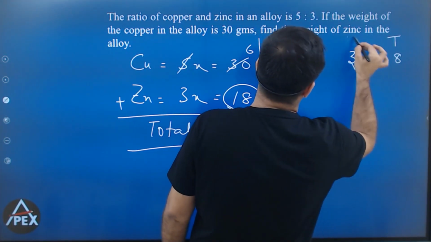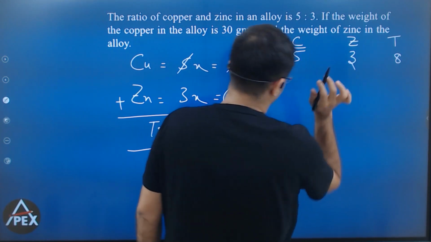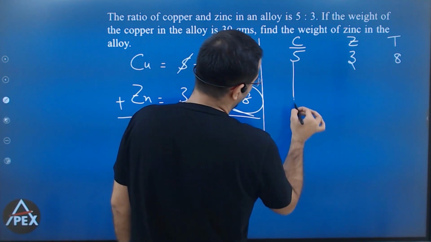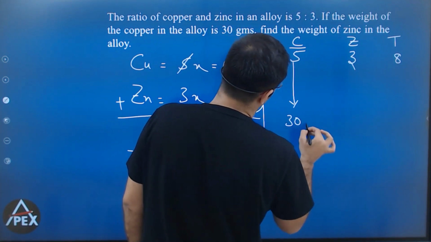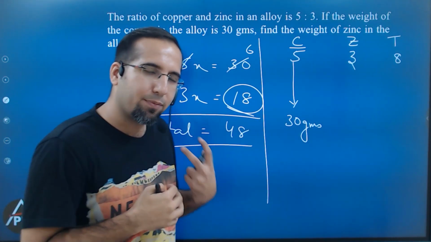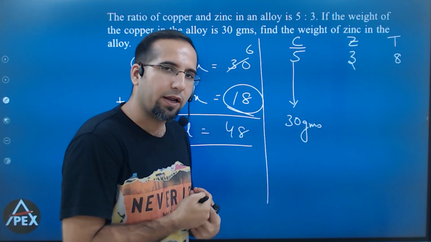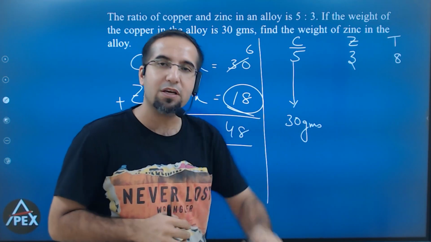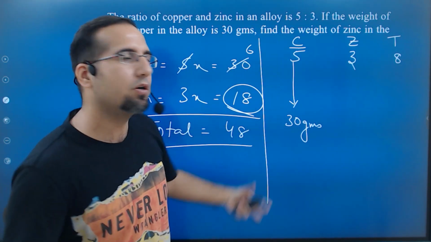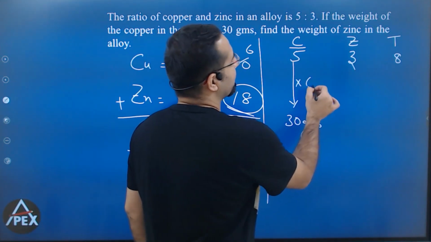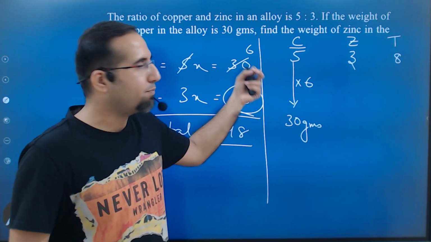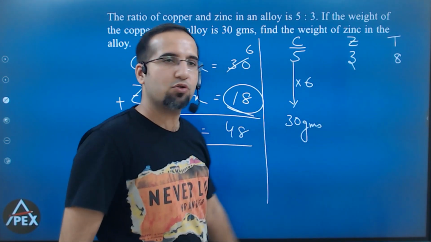So this is total, this is zinc and this is copper. Now, as per the question, I'm given that copper is 30 grams. When copper is 30 grams, we know that whenever I'm given a ratio to convert into actual value, each term is multiplied with a common multiplying factor. So 5 into what will give me 30? 5 into 6 will give me 30. If 5 into 6 is 30, that means the same multiplying factor applies to all of them.